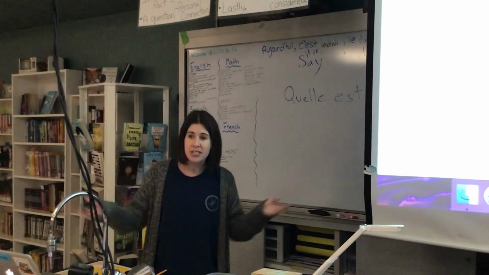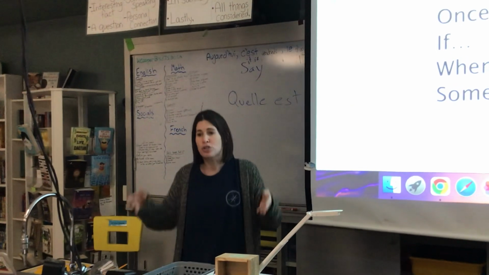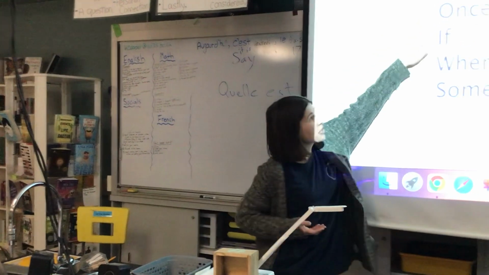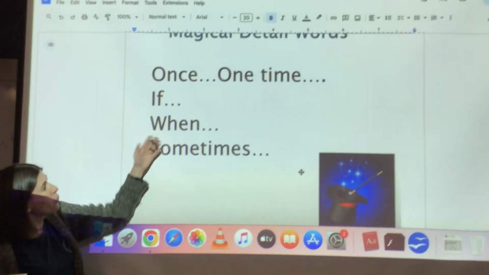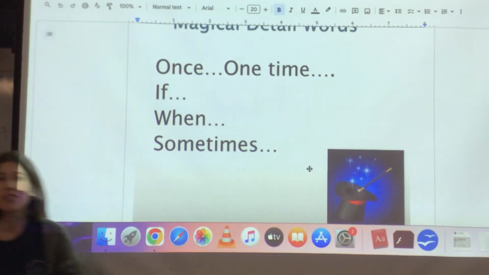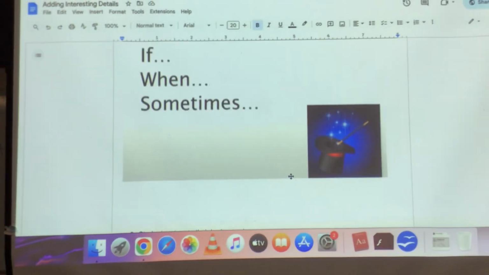So unsurprisingly now I say, okay, I want you to try and use these magic detail words. Once, one time, if, when, sometimes. Add some interesting details to your boring sentences. They go ahead, then they share out.